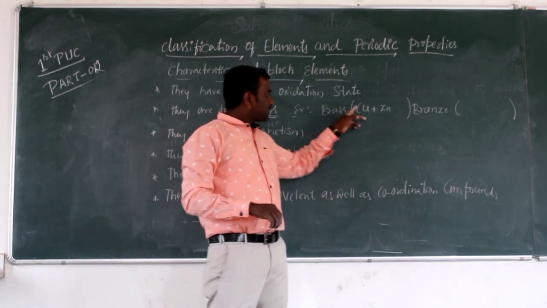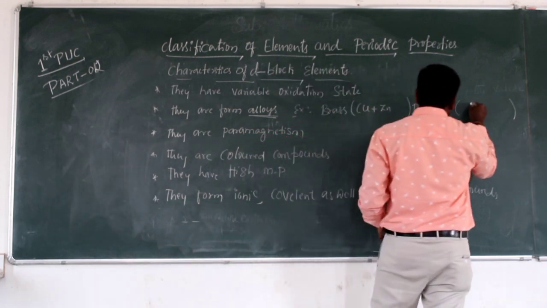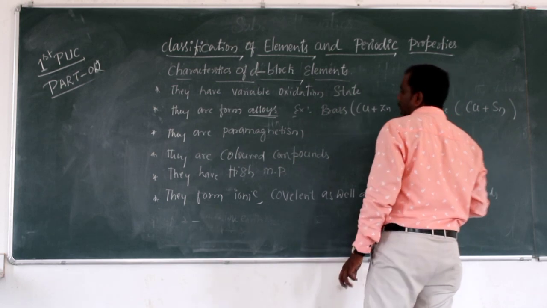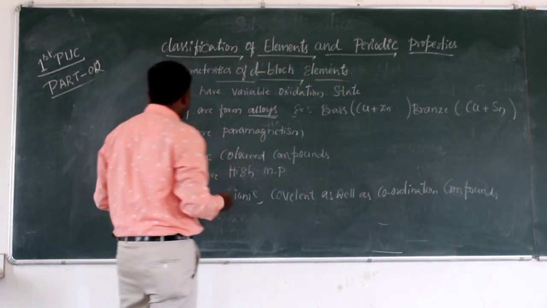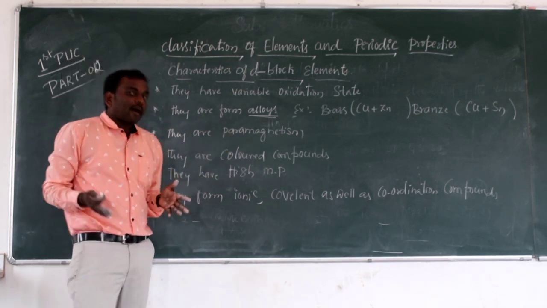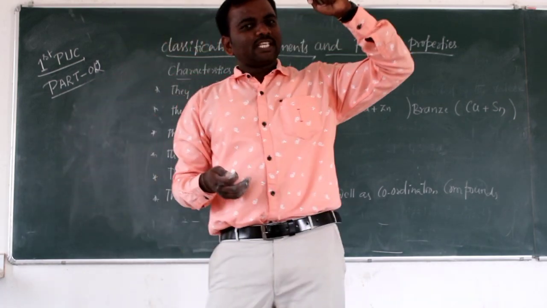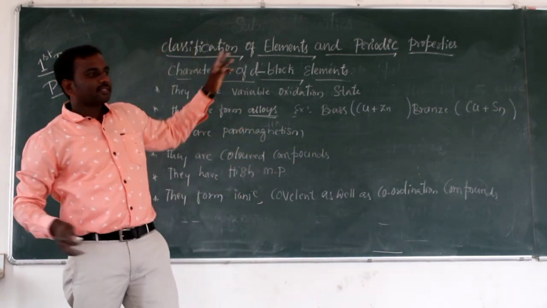In brass the composition is copper and zinc, and in bronze the composition is copper and tin. So they are alloys, right? They show paramagnetism. Para means single: an unpaired electron is present in it. That is the paramagnetism.